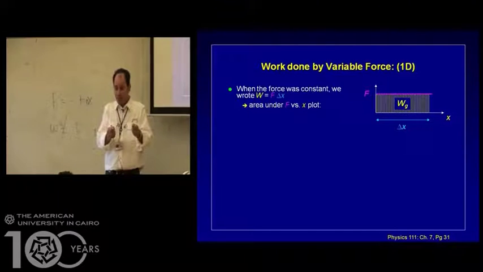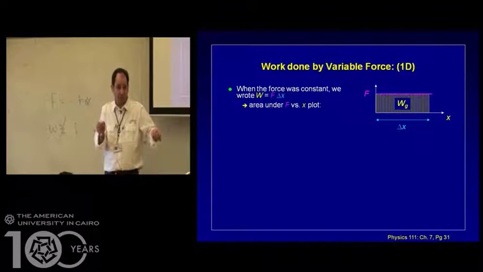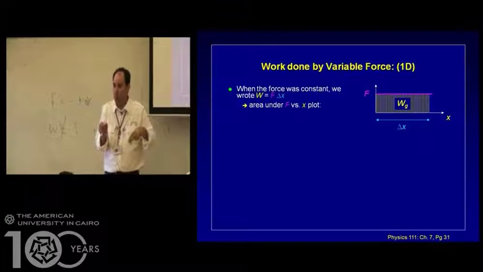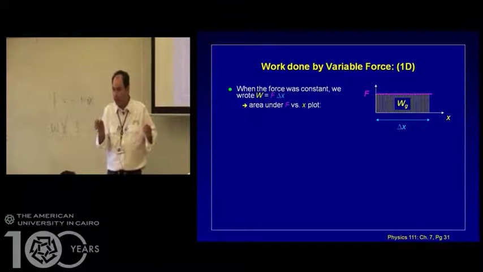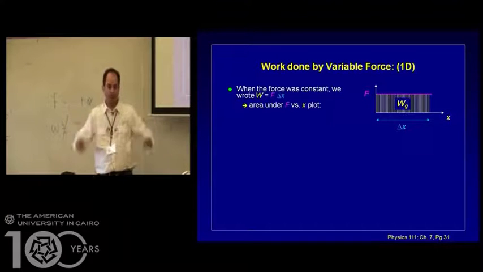If you move that very, very tiny distance or displacement, then you move it a little bit more. The same delta x, the force will change. I will call it F2. Multiplied by the same delta x, you get W2, work number 2. Keep on doing this. Then add up all those work done, and this is the total work.